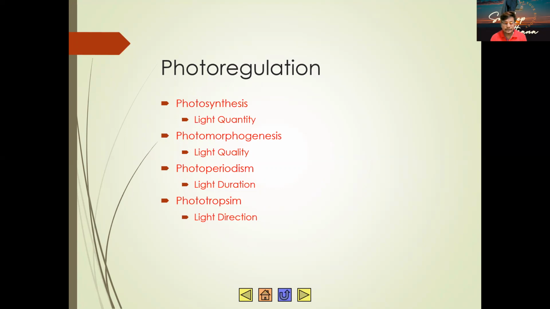Third thing is photoperiodism. This is largely dependent on the light duration. It will be a focal point today. And phototropism: how the plant responds in a particular direction to the light.